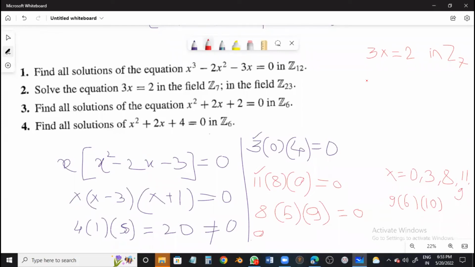Come on, 3 ones are 3. So 1 is not possible. Then what? 3 twos are 6. Not possible. 3 threes are 9. Is it possible? Is 9 minus 2 divisible by 7? Is it divisible by 7?